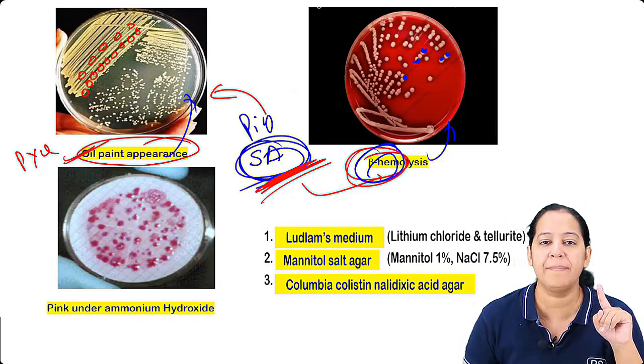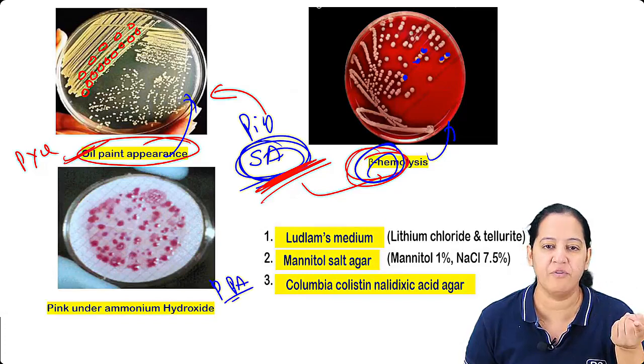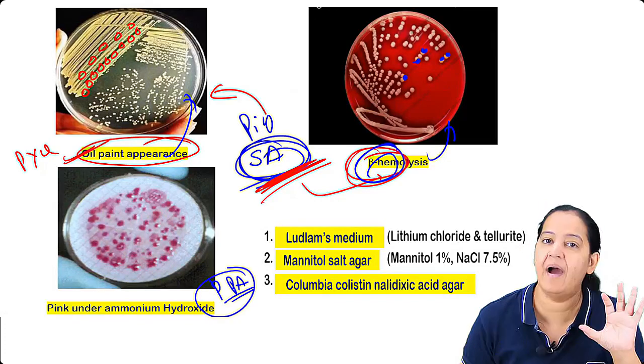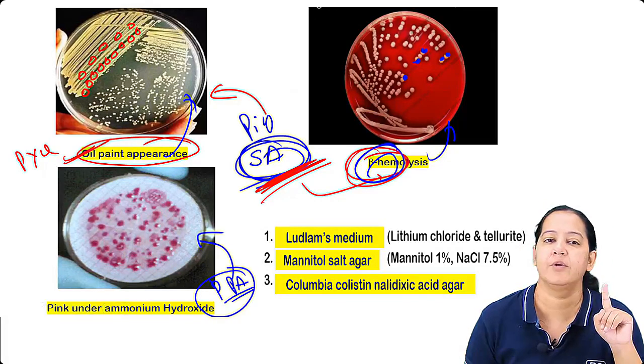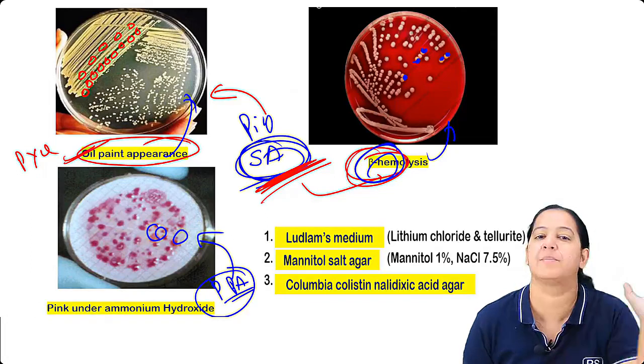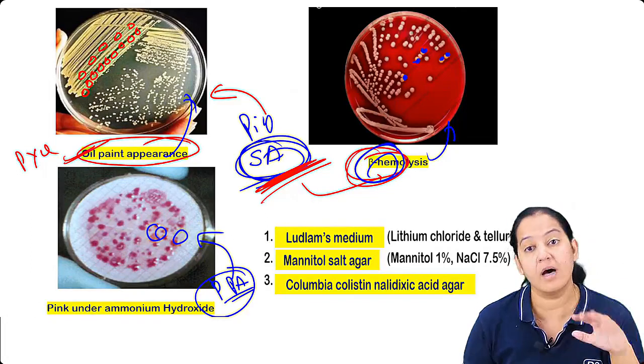On PPA, I don't remember the full form of PPA. It's a chemical. On PPA agar, the pink color colonies are there. You can see the pink color colonies on passing the gas ammonia. Not very important. The last one is selective.